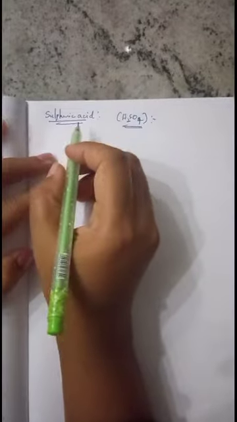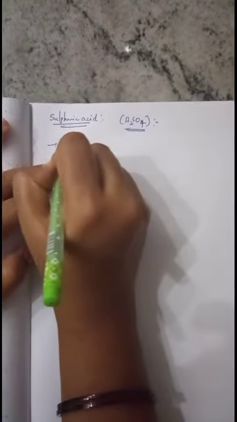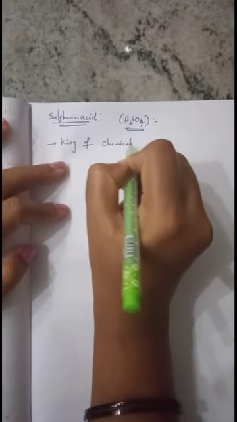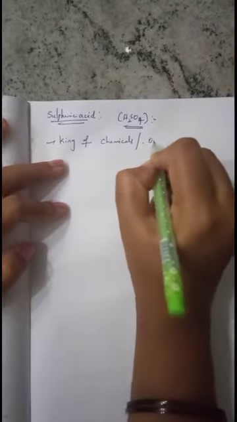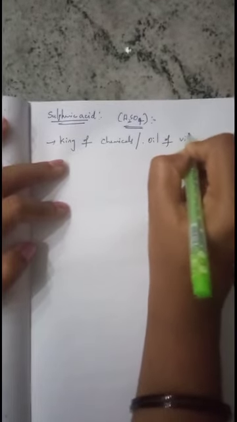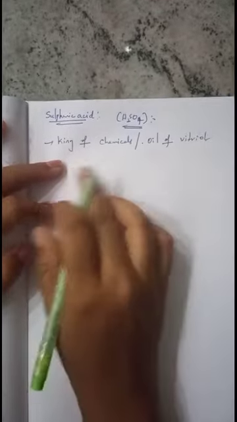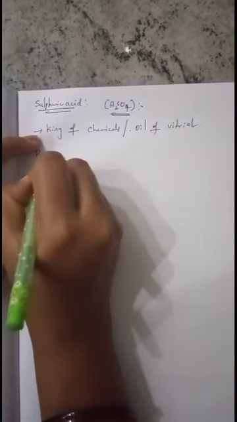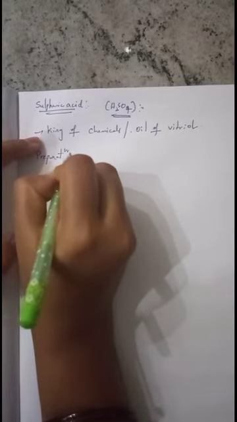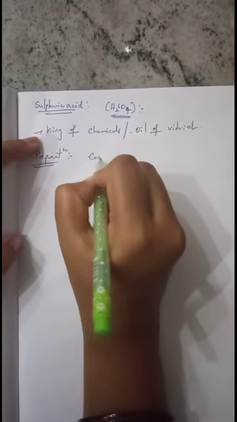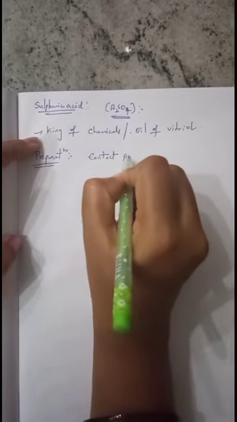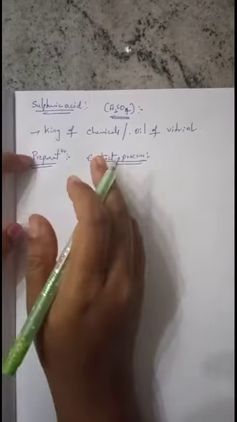Now the next important compound of sulfur is sulfuric acid. Sulfuric acid is known as the king of chemicals, and it was also called oil of vitriol. Okay, these two are the other names of sulfuric acid. This sulfuric acid can be prepared by the contact process. Okay, by using this contact process we can prepare sulfuric acid.